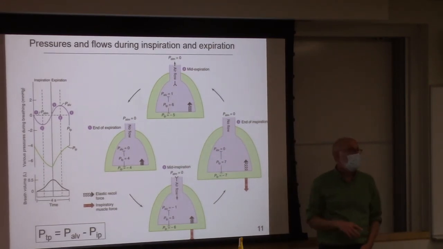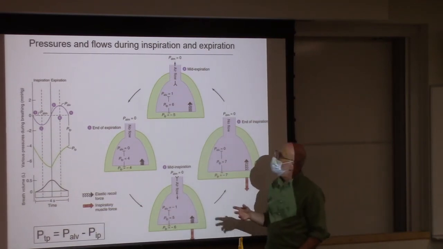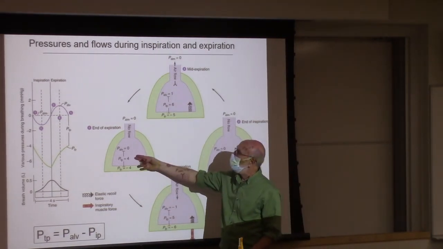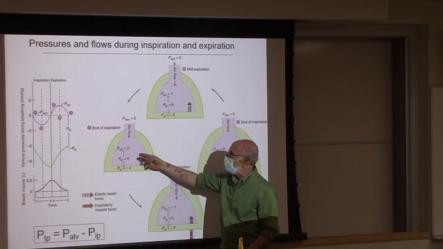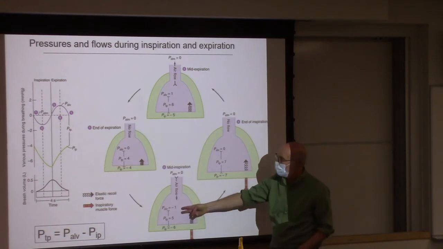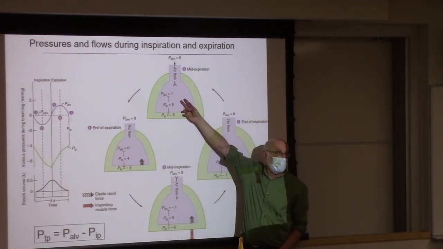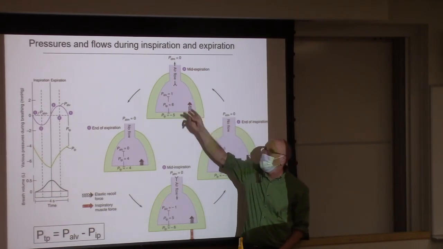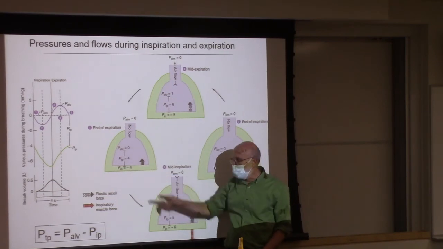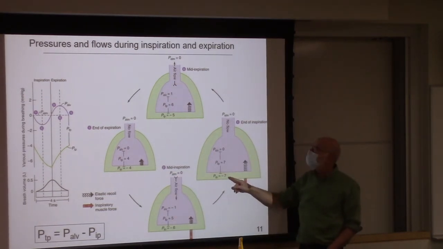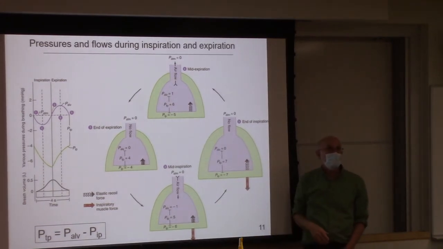So that's the cycle of breathing in and breathing out. What do you need to know? Negative alveolar pressure during inspiration, positive alveolar pressure during expiration. Negative intrapleural pressure all the time, but more negative during inspiration and less negative during expiration. Those are the key things.